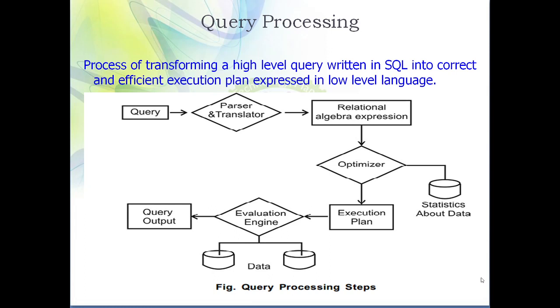Query processing involves majorly three steps. This is a diagram which demonstrates the complete flow of query processing. First of all, you write your query in SQL, that is in the high level language. Then it is given as an input to the first step, that is parser and translation. In this step you will find two components, one is parsing and the second one is translation.